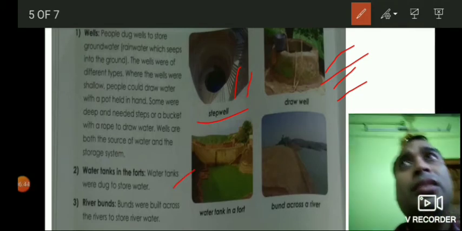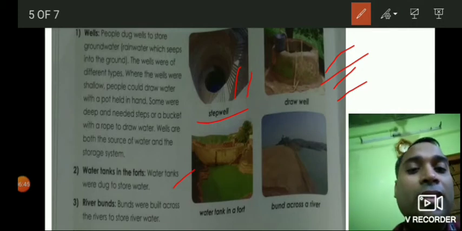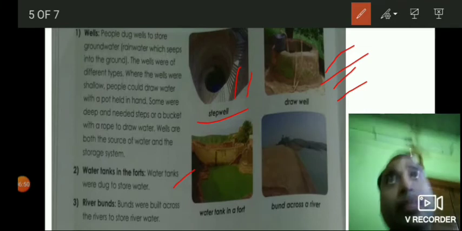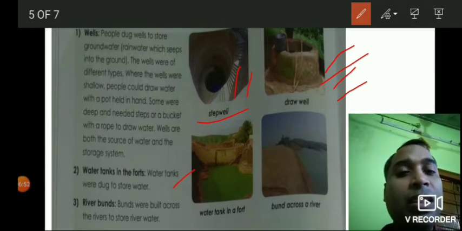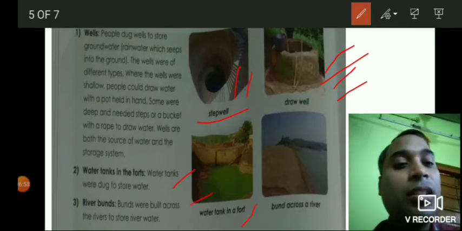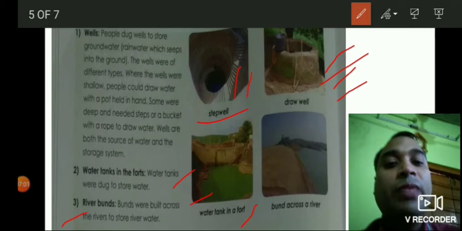So in earlier days, kings in their rule used to dig tanks in their forts. So this is a water tank in a fort. This is a picture. Then the third one is river bunds.